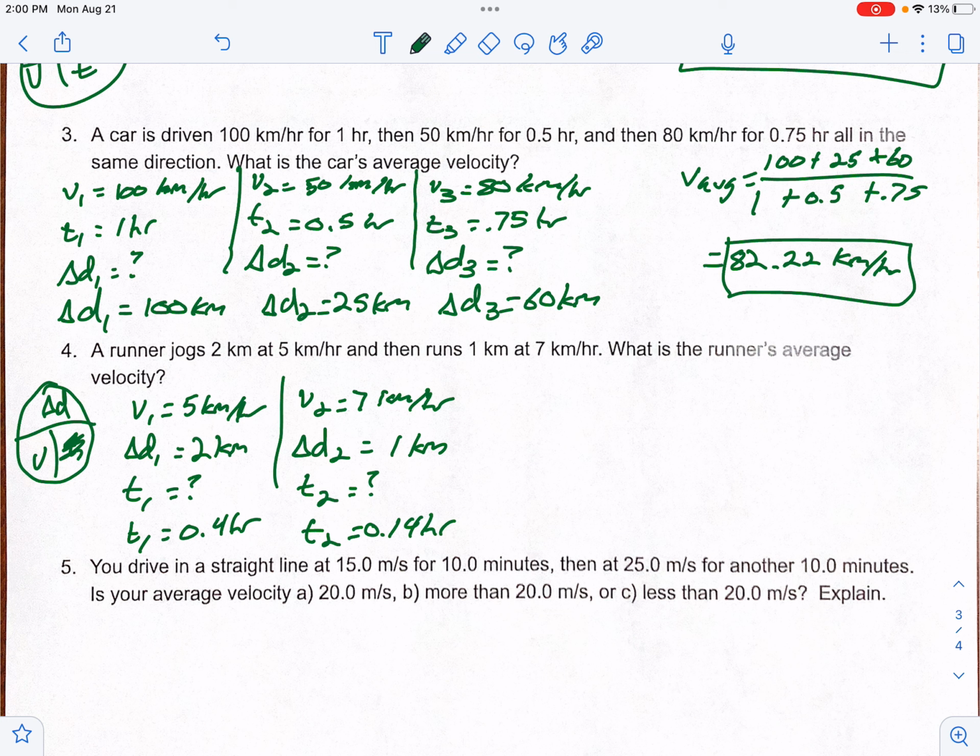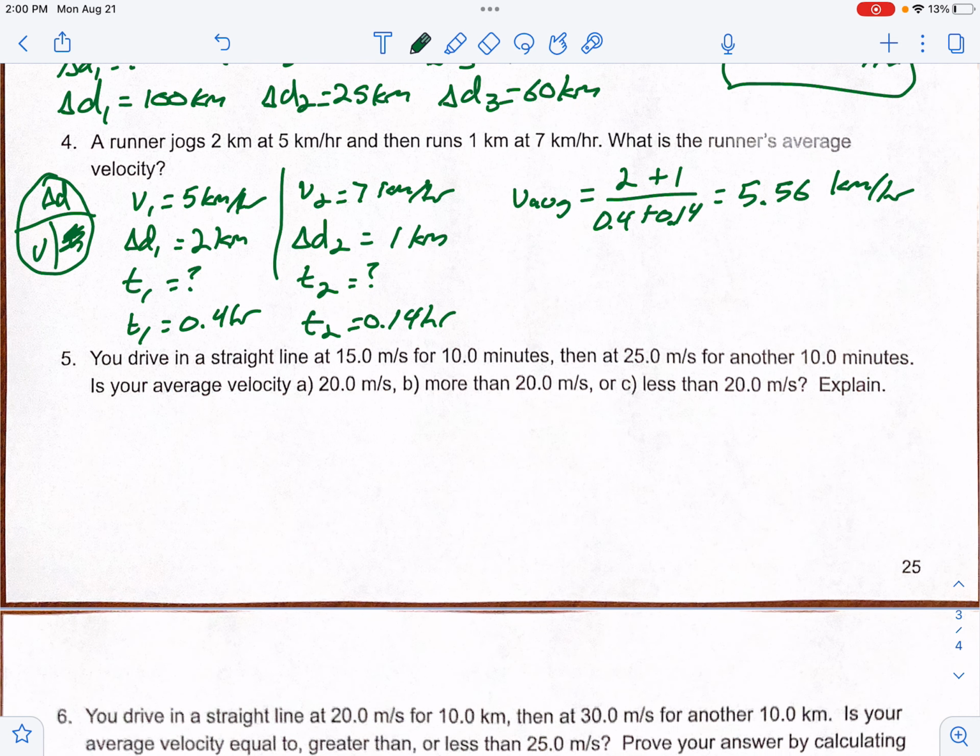Okay, so do I have my displacements? Yes. Do I have my times now? Yes, so now we can plug in. So my displacement's 2 plus 1 over your times now, so 0.4 plus 0.14. And that's going to come out to 5.56 kilometers per hour.